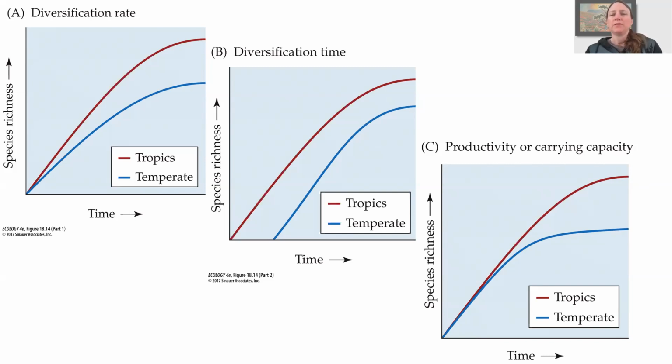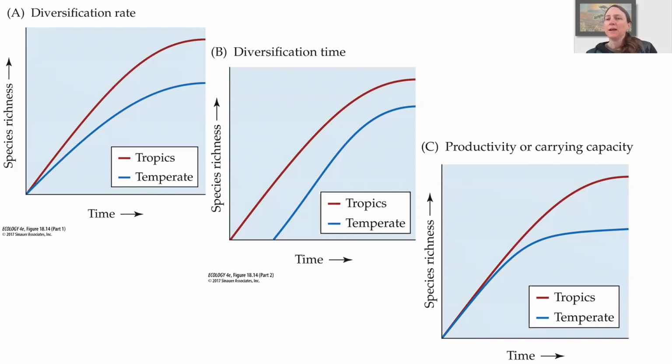What if it's just that there's been more time for species to diversify in the tropics? Because the temperate zones might have been covered by ice, right? And if you're covered by ice, there's not likely to be much diversity at all. And the tropics were never covered by ice. So there's just been more time for diversity to develop in the tropics. And that would be the middle graph, or B.